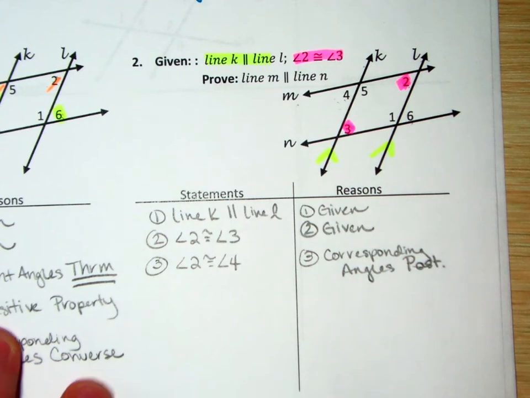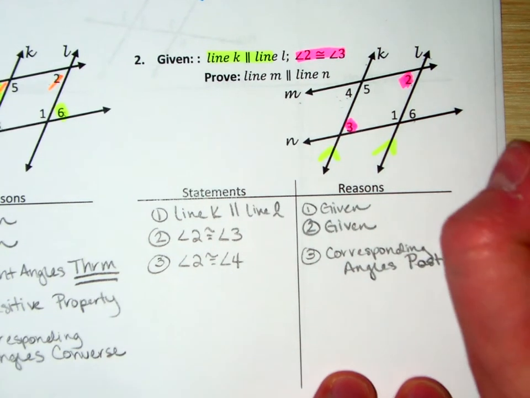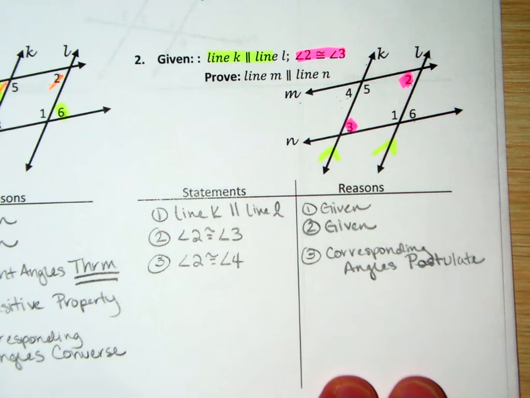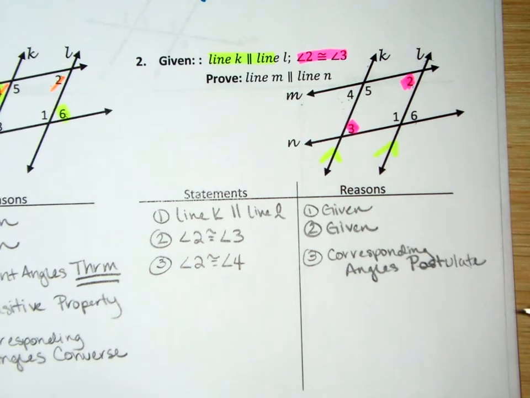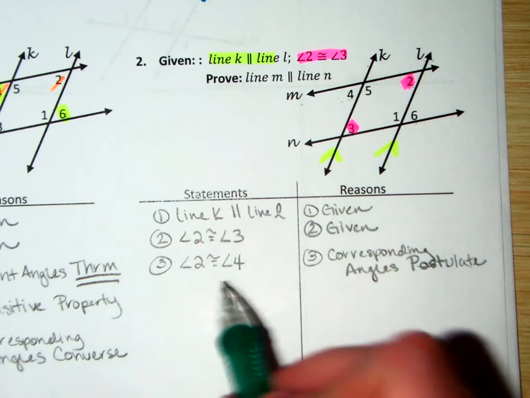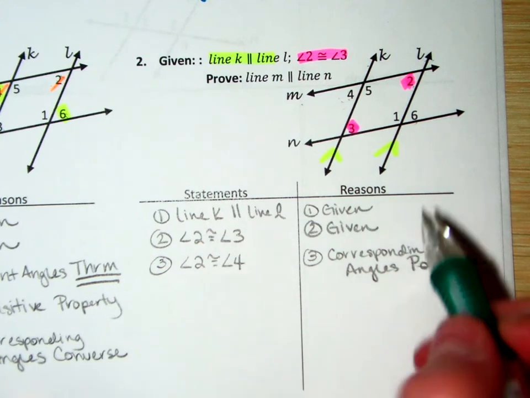It's also a theorem. But it is definitely more so a postulate. You know, we proved it, so it's a theorem. I don't care, just make sure you have one of those. Excuse the bell. So now I've said 2 and 4 are congruent by corresponding angles.